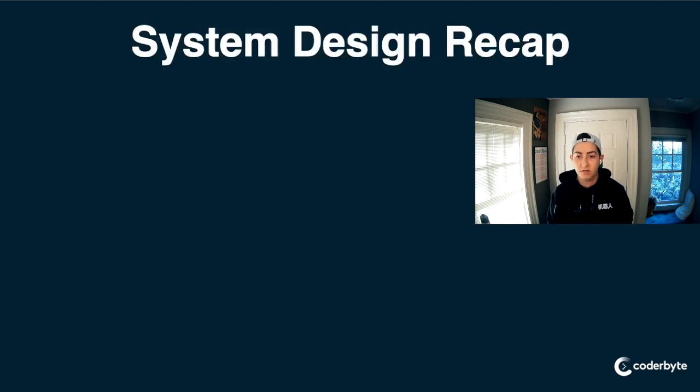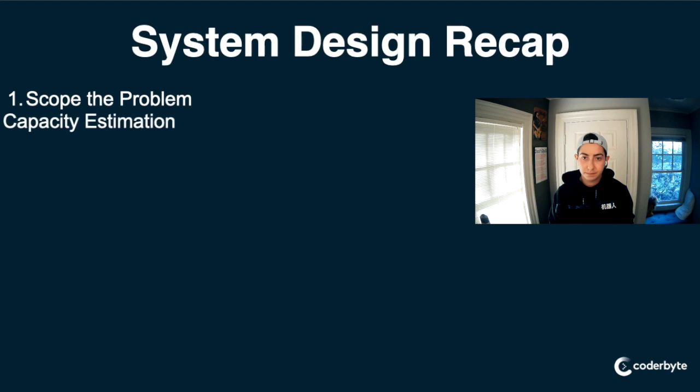So first, let's go over our system design recap and how we generally approach any system design question. First, we scope the problem. This is where we interview the interviewer, right? We ask them all sorts of questions so that we can, at the get-go, know exactly what we're trying to build. Number two, capacity estimation. That's where we think about, how big does this system have to be? What kind of audience does the system have to serve? What's the load going to be?